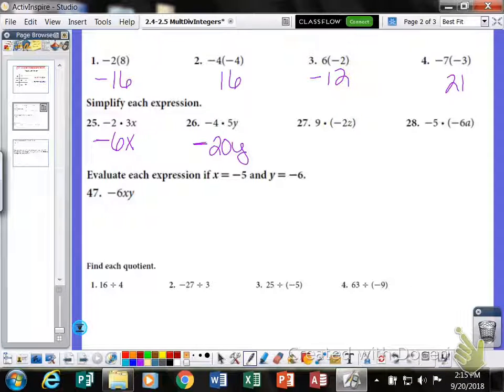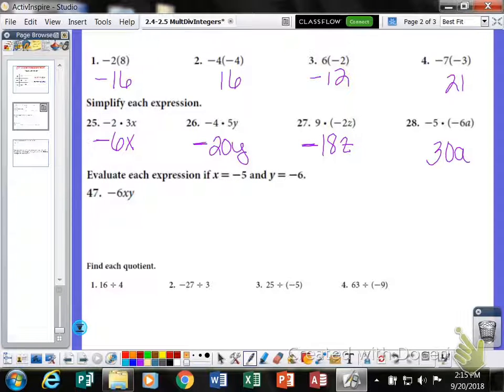9 times 2z would be 18z. One of them is negative, my final answer is negative. 5 times 6a is 30a. Both of them are negative. Therefore, my final answer is positive.